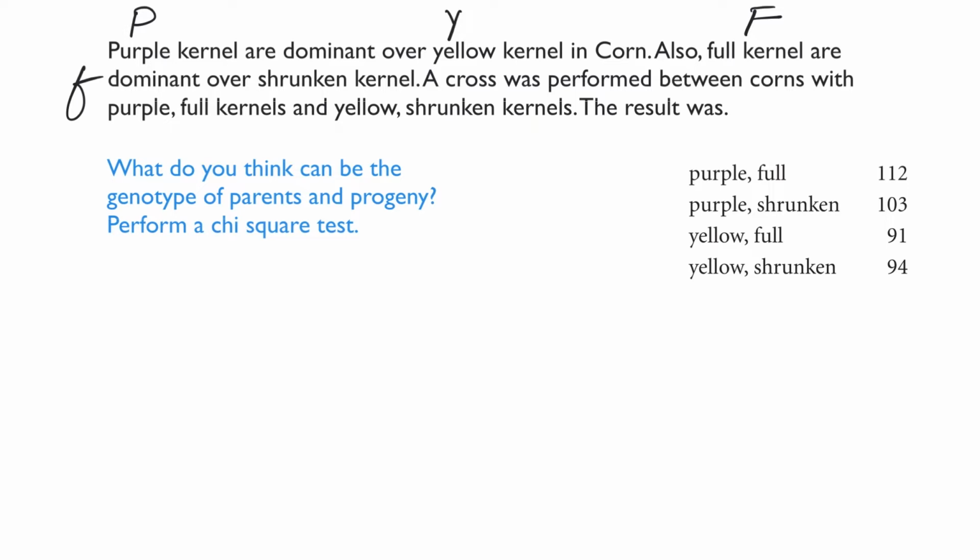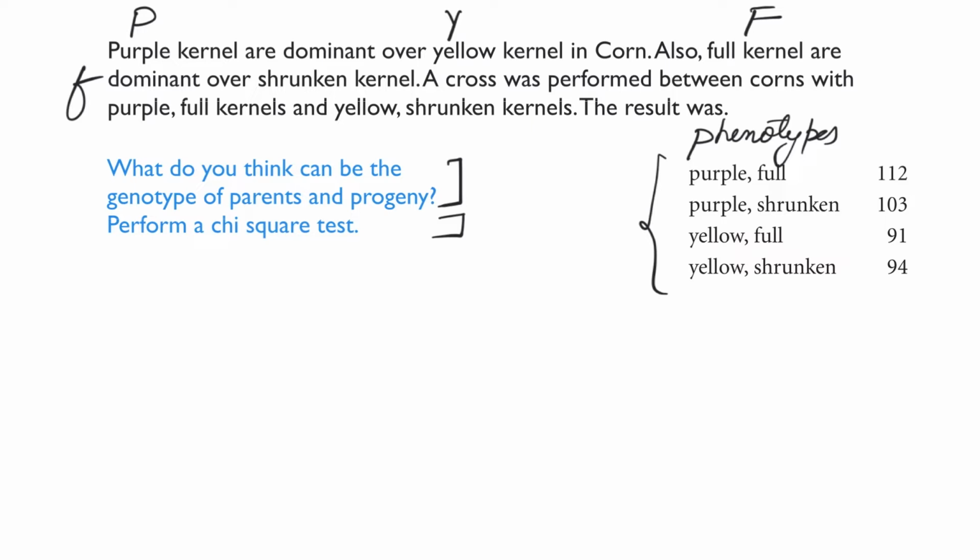A cross was performed between corns with purple full kernels and yellow shrunken kernels. The result was given as purple full, purple shrunken, and so on. So these are the observed phenotypes, right? Now the question says, what can be the genotype of the parents and the progeny? Perform a chi-square test. So there are two parts to the problem. First, figuring out the genotype, and then you have to justify whether your assumption was correct.